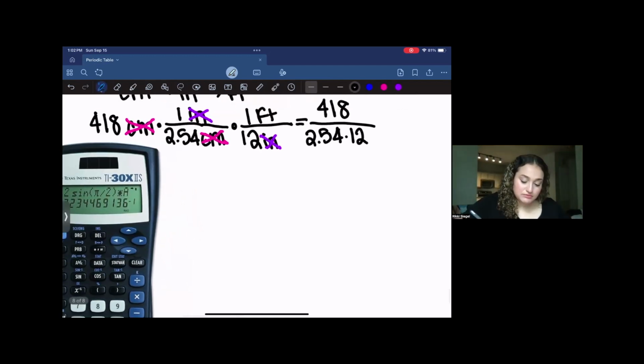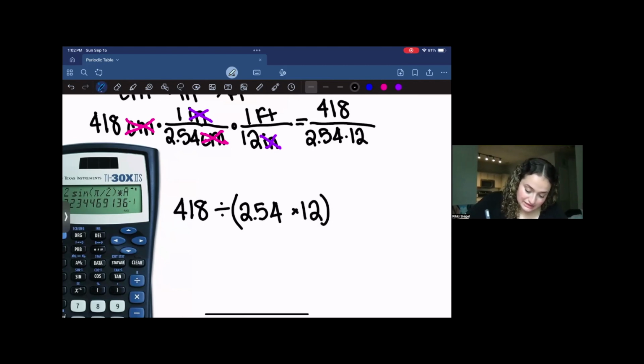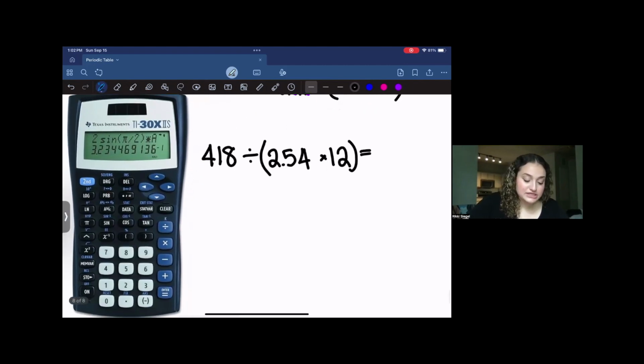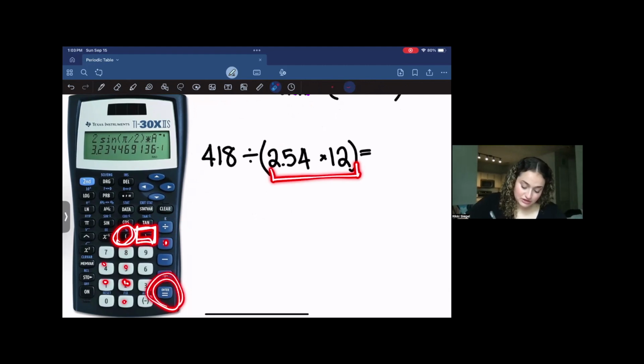What I'm going to plug into my calculator is 418 divided by, open parentheses, 2.54 times 12, and then your enter sign. So this guy will go in parentheses. What this will actually look like when I'm plugging it in: 418 divided by, now you open parentheses. Whatever is in your parentheses, you just plug in. So in this case, it's going to be 2.54 times 12. Now we can do close parentheses and enter.